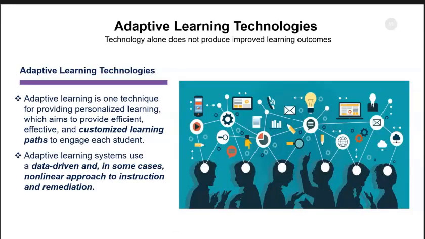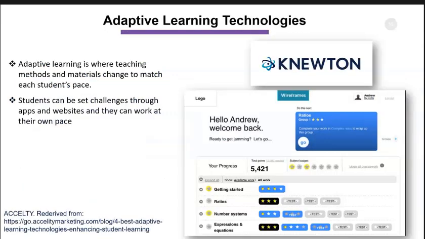And now let's move to another application of the fourth industrial revolution, which is adaptive learning technologies. Adaptive learning is a technique used to support personalized learning, which aims to provide customized learning paths to engage each student in certain learning activities according to their needs and their learning performance. So adaptive learning systems are data-driven, and in some cases non-linear based on the students' performance.